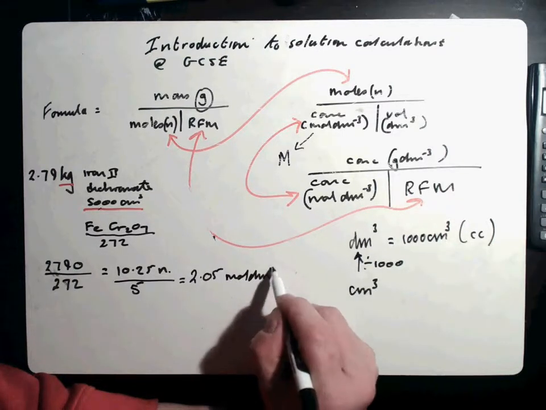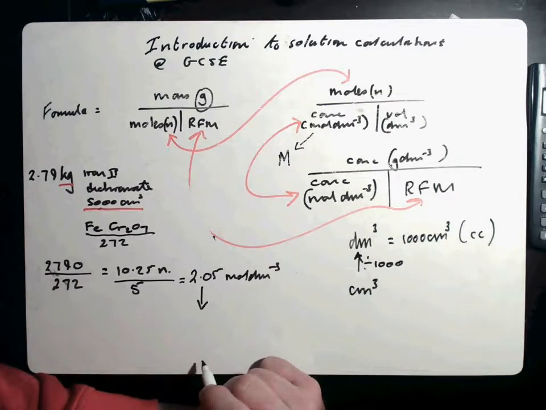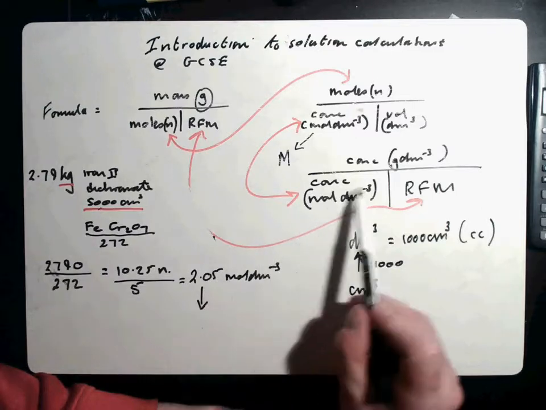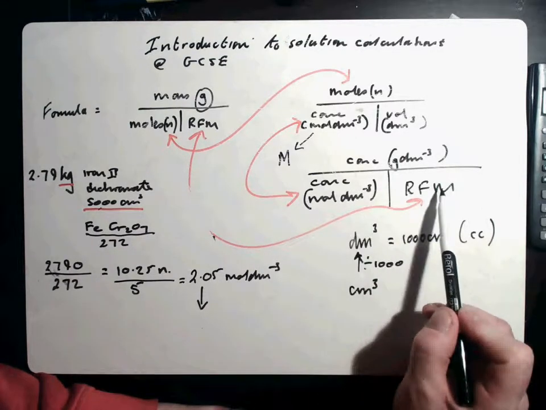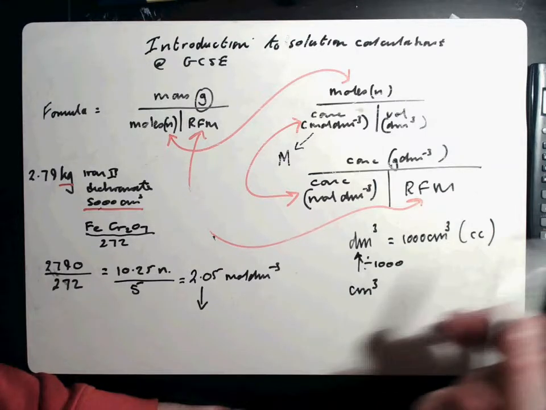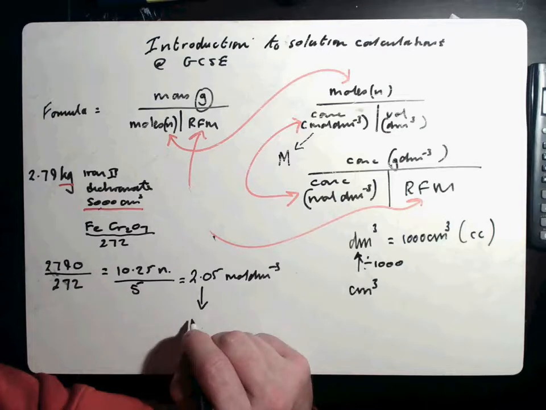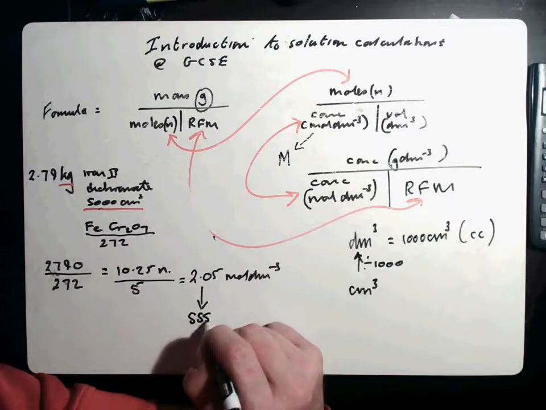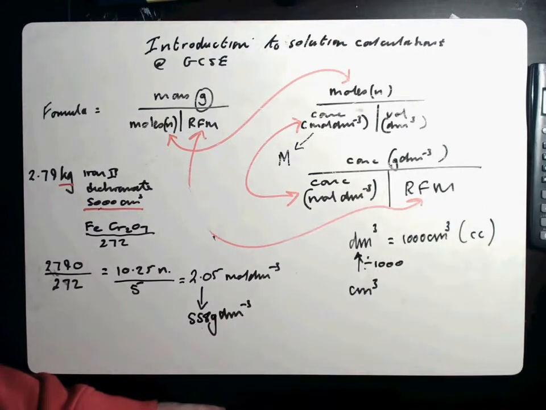And then finally I've been asked to convert it into grams per decimeter cubed. And the grams per decimeter cubed is simply, again, we go down to here, concentration multiplied by the RFM. The RFM we've already worked out over here is 272. So therefore that comes out at 558 grams per decimeter cubed is the concentration there.